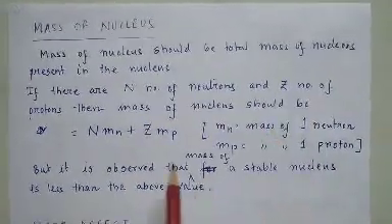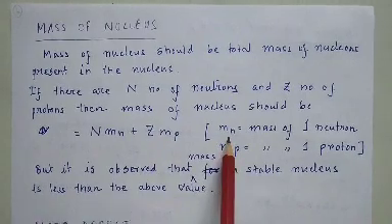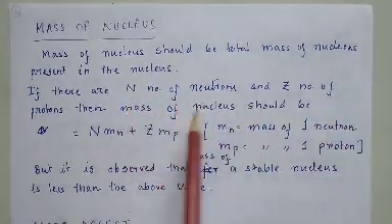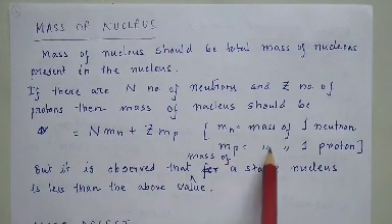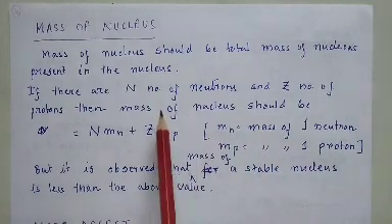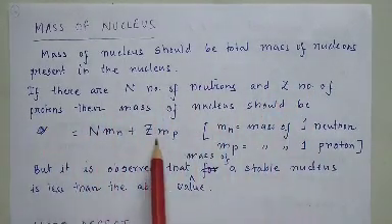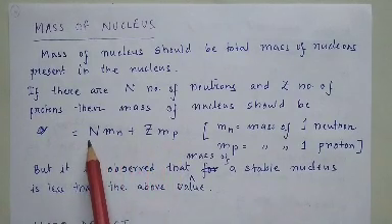nucleus should be n into mn plus z into mp, where mn is the mass of one neutron. So total mass of n neutrons is n into mn, and mp is the mass of one proton. So total mass of z number of protons is z into mp. So total mass of nucleus should be n into mn plus z into mp.